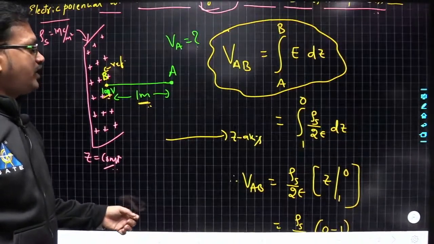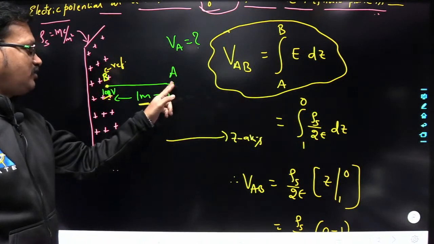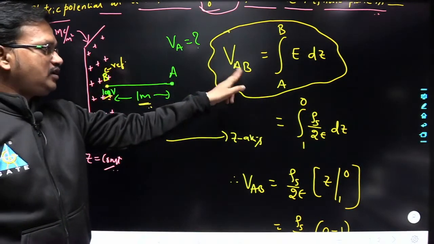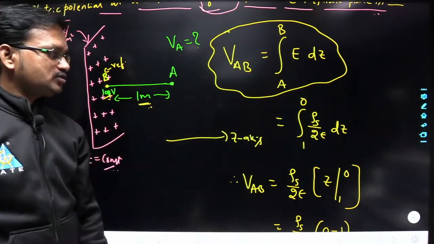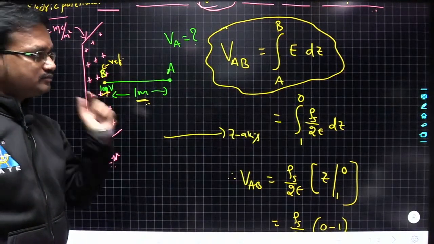Always, when you want to determine the potential at A with reference to B, you have to write VAB. That is equal to the integral from A to B of E dz. Understood? Okay.